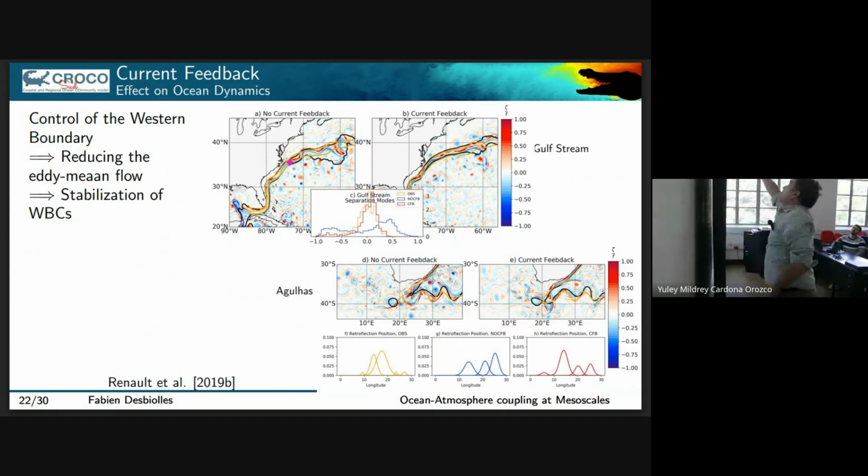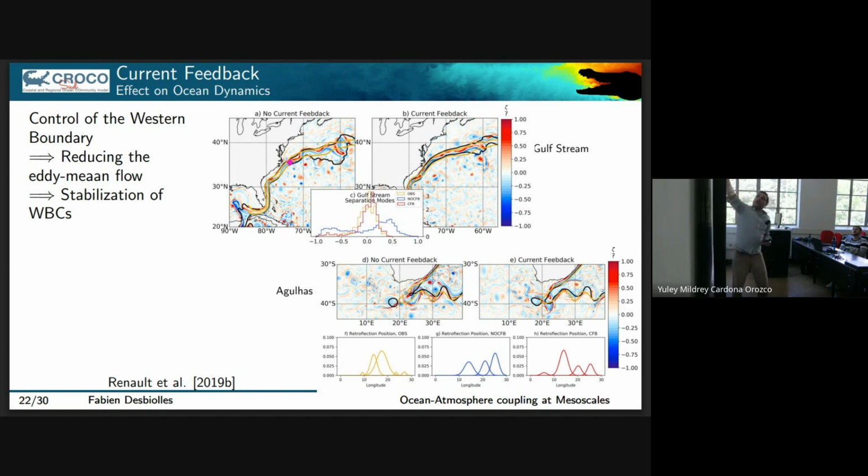What we see here is the mean path of the Gulf Stream, in black for the simulation and in orange for the observation. With no current feedback, we have too much eddy kinetic energy, and that spreads the Gulf Stream path a bit. Here, with the current feedback, we stabilize the Gulf Stream, and our path is much closer to the observation.